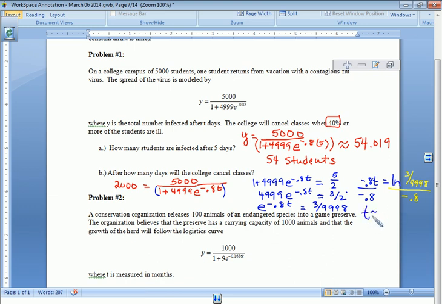So what do we get the time is approximately? 10.1? 10.139? So what day would they close school? On the 11th day. On the 11th day, they would cancel classes. All right, you try. Problem 2. Yep, when you wake up on the 10th day, not enough people are sick.